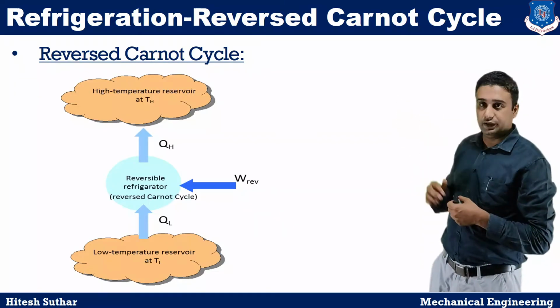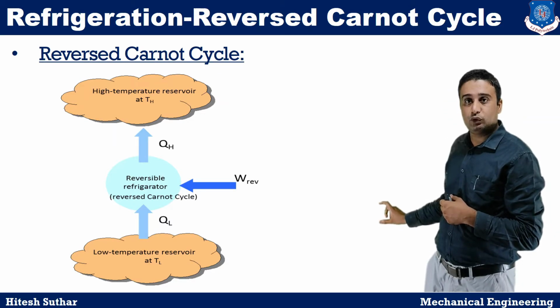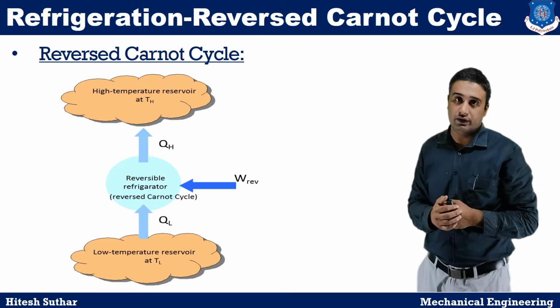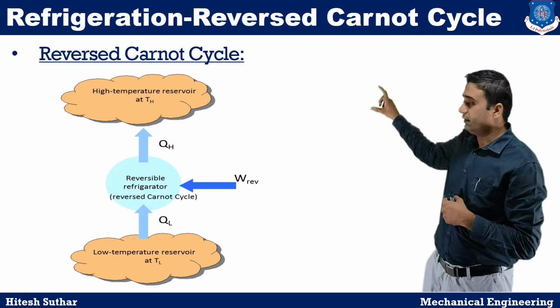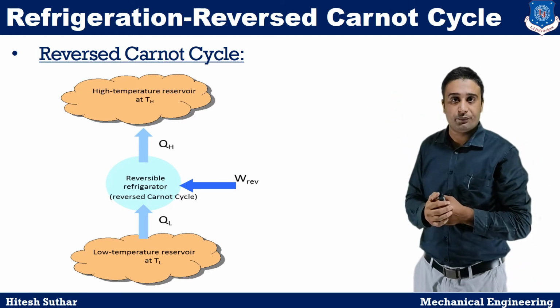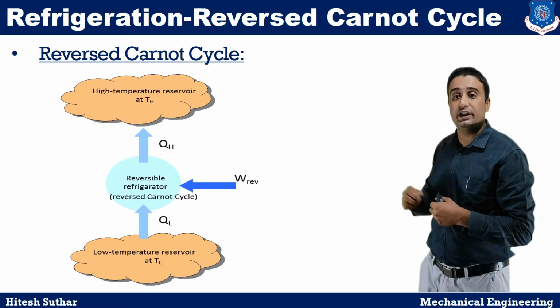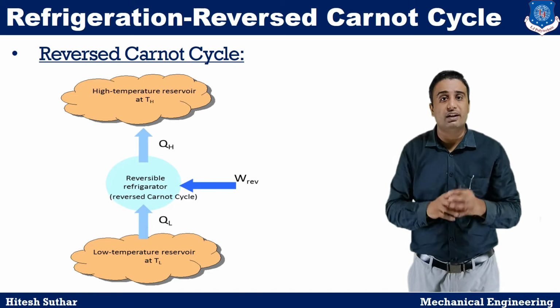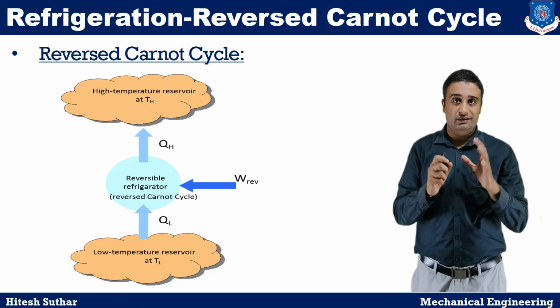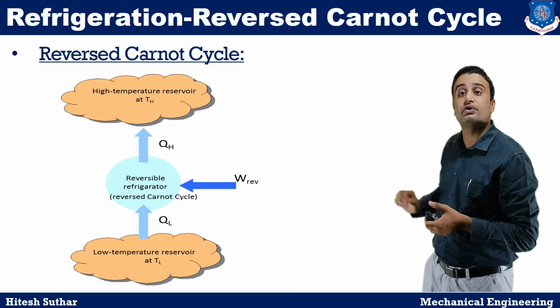As shown in the figure, QL is the heat absorbed from the low temperature reservoir, and QH is the heat rejected to the high temperature reservoir. And W net is the work input to the system. This is a reversible refrigeration cycle, and this is the entire figure of the heat source and heat sink.